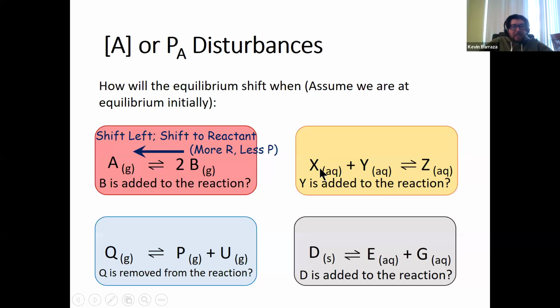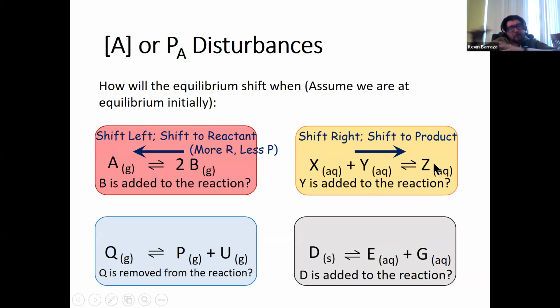For the next one, we have X plus Y aqueous makes Z aqueous. If Y is added to the reaction, now we have extra Y here, which is a reactant. It's going to have to shift right. Perfect. Not so bad, right? So it has to shift right or shift forward. It has to use up the extra stuff that it has been given so that it can come back into balance. It was already perfect. Now you have too much.